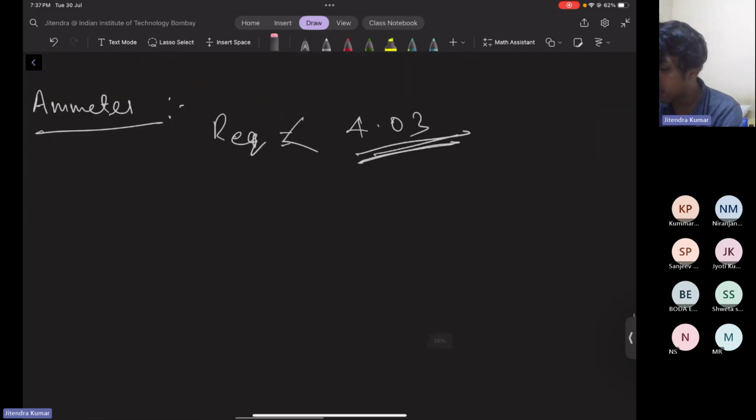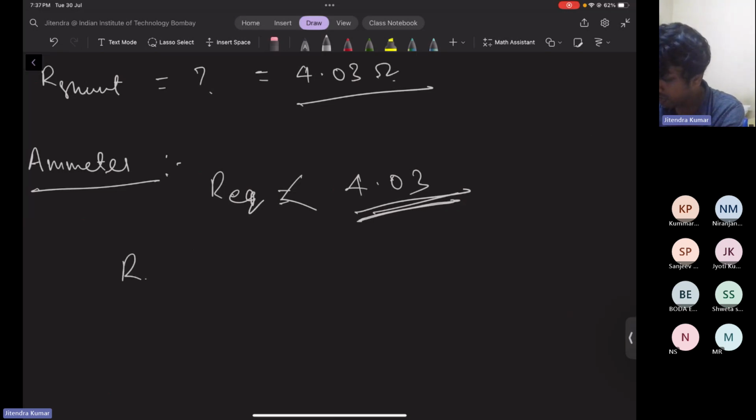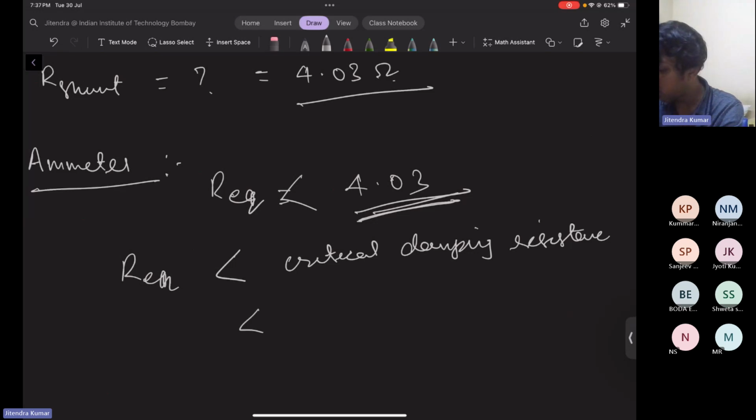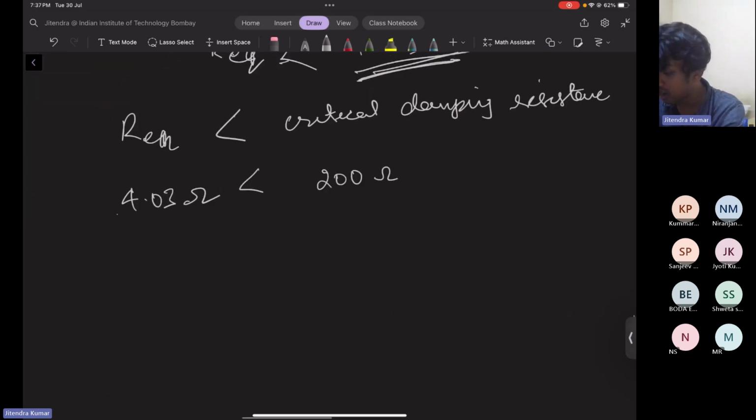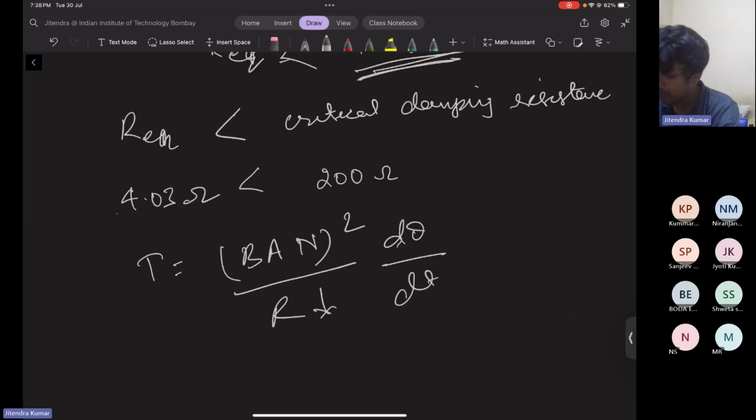Yes. So this much was sufficient for us, that equivalent resistance is less than 4.03. We do not need to waste our time calculating the exact equivalent resistance of this ammeter. This R equivalent is less than the critical damping resistance, which was how much? 200 ohm. So 4.03 is less than 200 ohm, and torque is nothing but V A N square divided by R d theta by dt. Since resistance is getting reduced, our damping torque is getting increased, and we will have over damped oscillation.